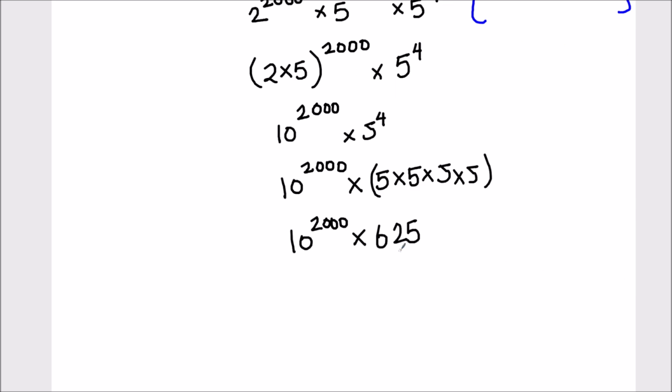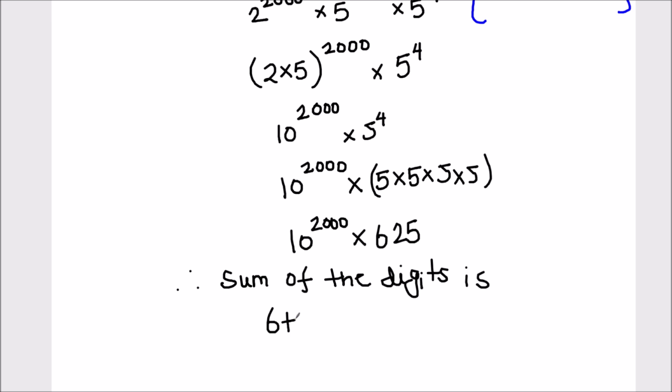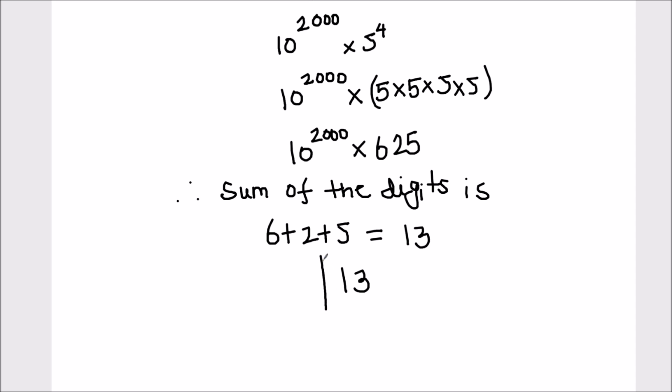Now here we are with our answer. The answer will be 625 with a lot of zeros, because 10 raised to power 2000 will be a number having a lot of zeros. So the non-zero digits in the final answer will be 6, 2 and 5. So here we can find the sum of the digits. Therefore, the sum of the digits will be 6 plus 2 plus 5, which equals 13. So our final answer is 13. 13 is the sum of the digits of this expression.